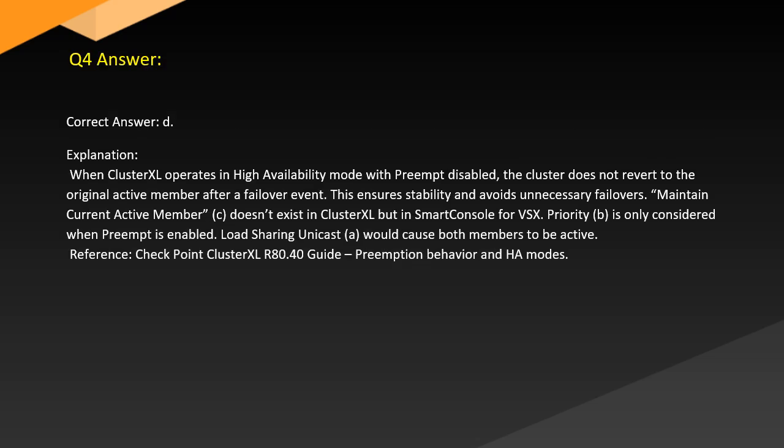Correct answer, D. Explanation: when ClusterXL operates in high availability mode with preempt disabled, the cluster does not revert to the original active member after a failover event. This ensures stability and avoids unnecessary failovers.